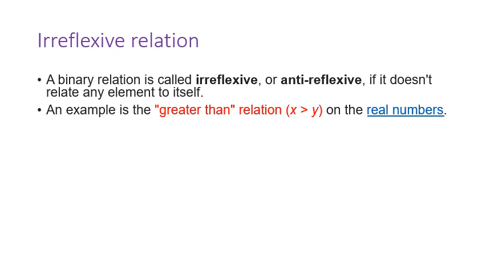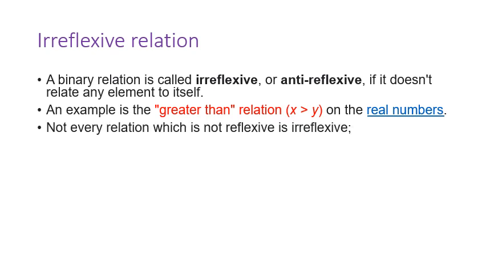An example is the greater than relation, x greater than y, on the real numbers. That is, the set given here is the real numbers. Then if you take the example greater than, that is x greater than y, we cannot say that the relation is reflexive, because we cannot say 1 is greater than 1 itself or 2 is greater than 2 itself. So the greater than relation on the real numbers is not reflexive. That means it is irreflexive.